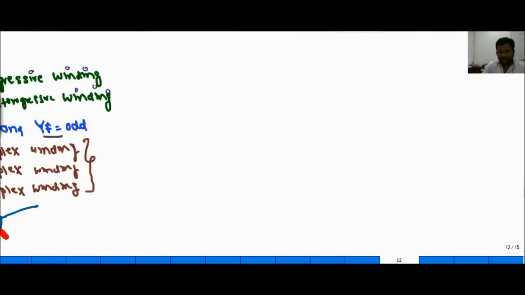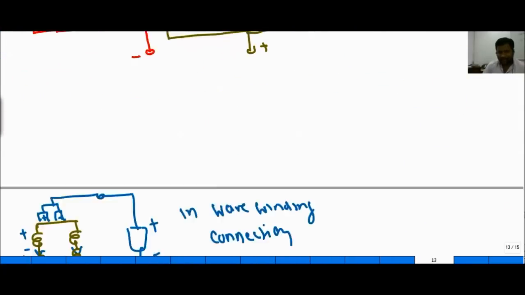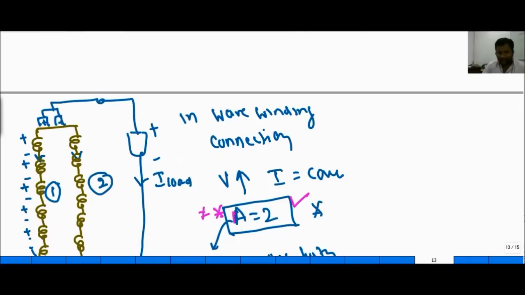But in the wave connection, what will happen? In the wave winding connection, we can say that number of parallel paths is 2, but the voltage rating can be increased. So this is the difference between the lap winding and the wave winding. And just by seeing the literature given by J.B. Gupta, you can easily understand the thinking behind it. So I just tried to give you a brief demonstration of the lap winding and the wave winding.